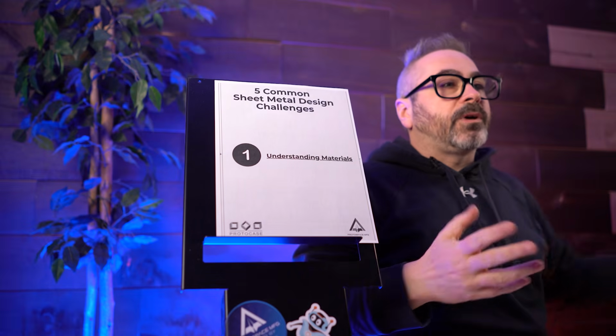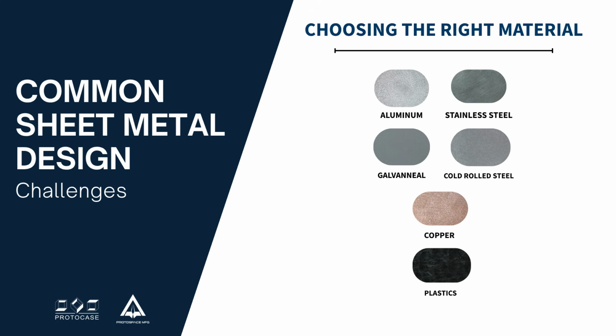we're going to be talking about understanding your materials. Choosing the right material is a huge decision in any sheet metal project, as different metals respond uniquely to various manufacturing processes. For instance, aluminum is lightweight and corrosion resistant, but it's not as strong as steel.